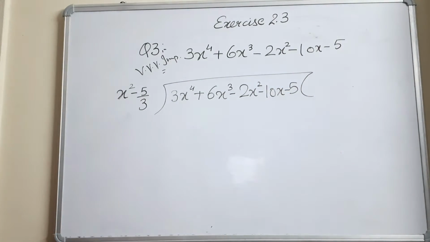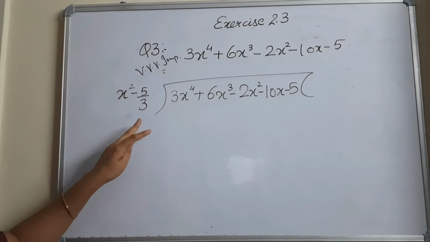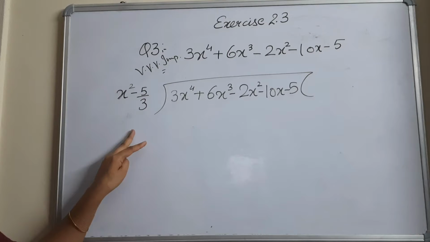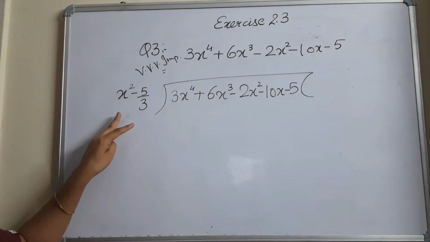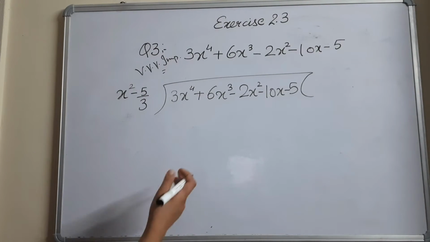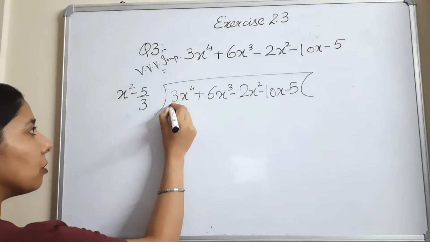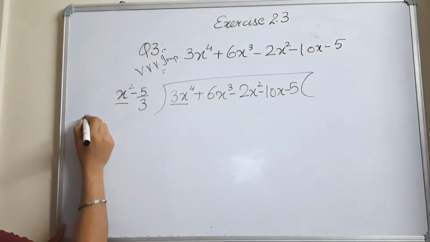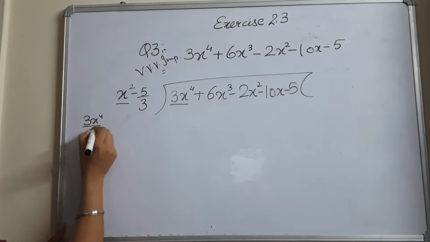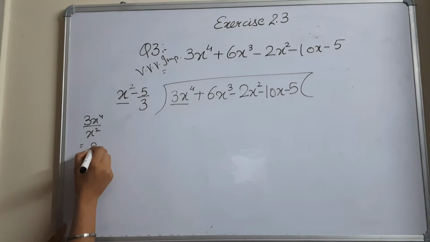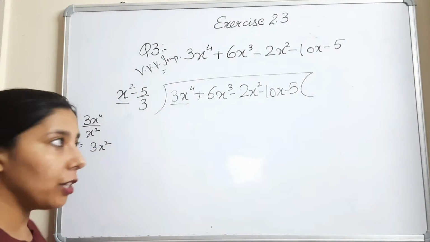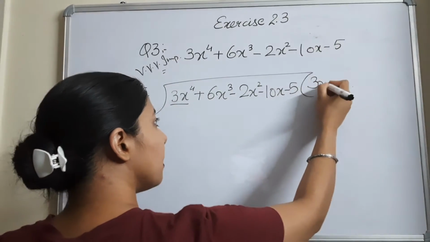I already gave you a video on how we can do division in polynomials. You people can check the video in the description box. So how we will do it, we will just focus on this term and this term for our division. So write down 3x^4 here and x square here, and we are left with 3x square. So the first term of the quotient will be 3x square.